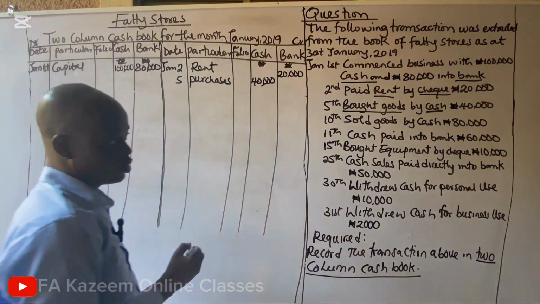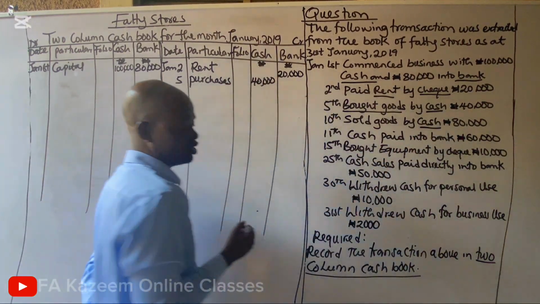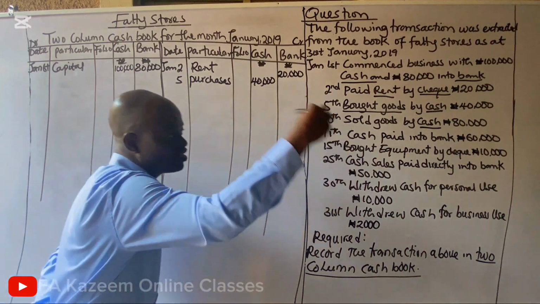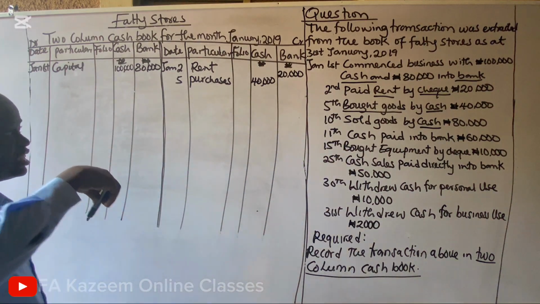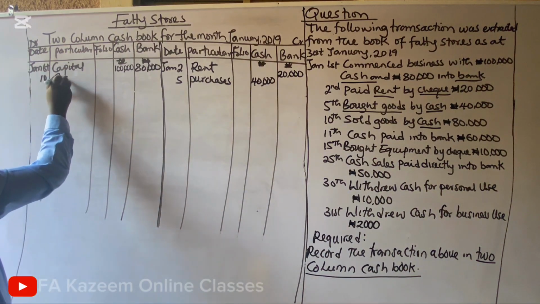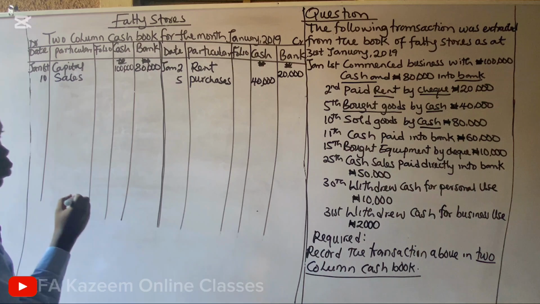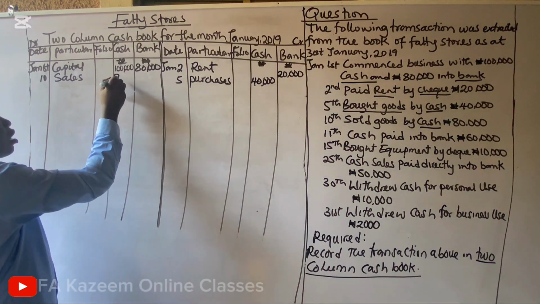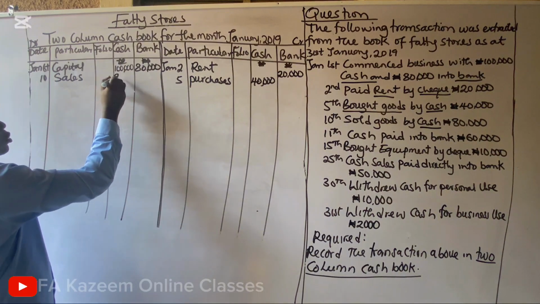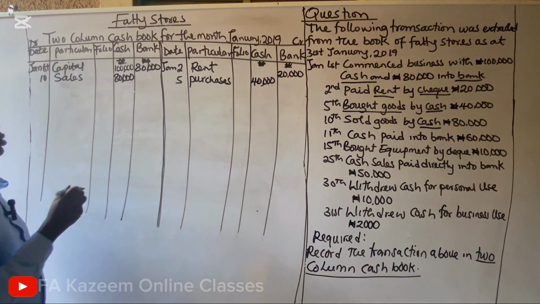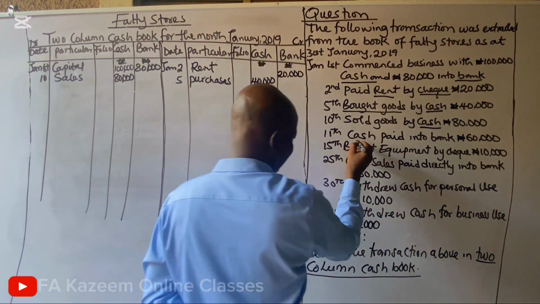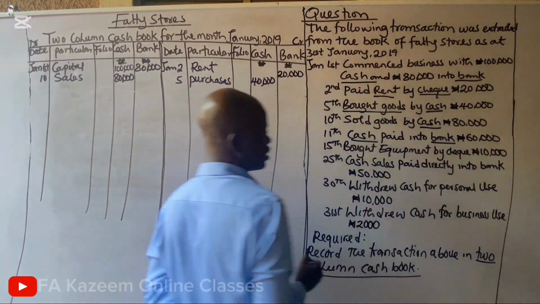On the 10th, goods were sold also by cash. Party stores is selling goods to customer and is receiving the money by what? Cash. In that case, this is an inflow. On the 10th, an inflow of sales. How much? 80,000 cash. We have record. Now, on the 11th, cash paid into bank.